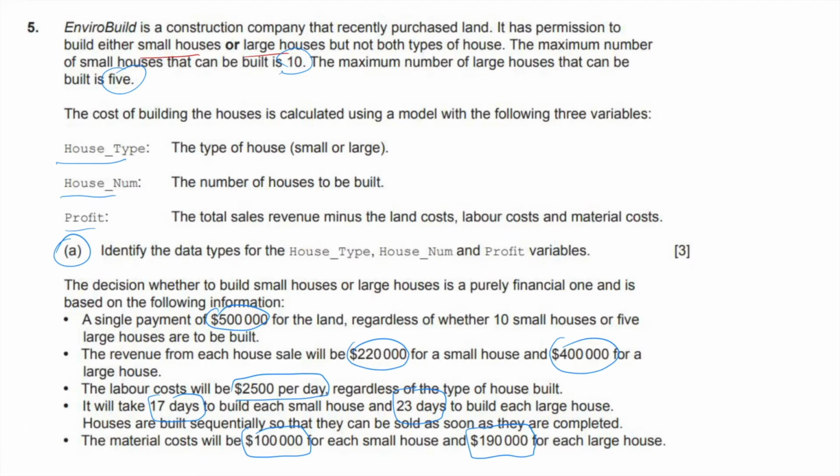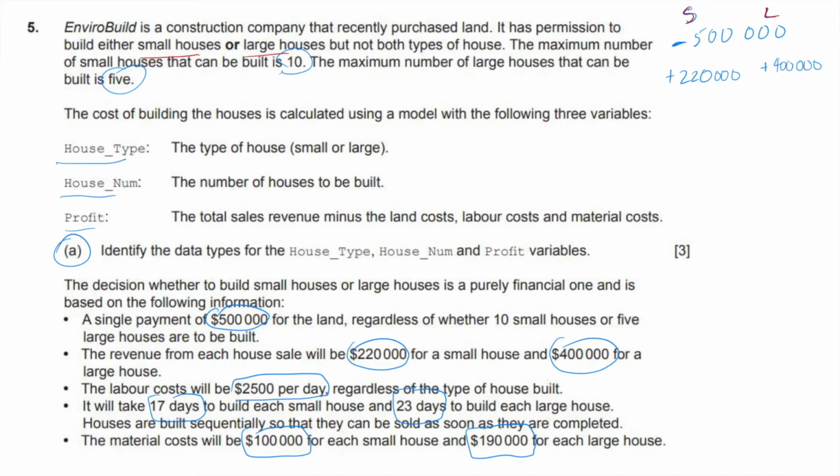So actually, I'm going to go ahead and, so we obviously are starting with a $500,000 payment. I'm just going to kind of write this out. So we're starting with a $500,000 payment for both houses, and we'll give that a negative sign. Now we'll have one column that's small and one that's large, right? And maybe I'll just put this in red. Now from there, okay, so the revenue from each house sale will be $220,000 for a small house and $400,000 for a large house. So for each small house, we're going to have plus $220,000. And for each large house, we're going to have plus $400,000.